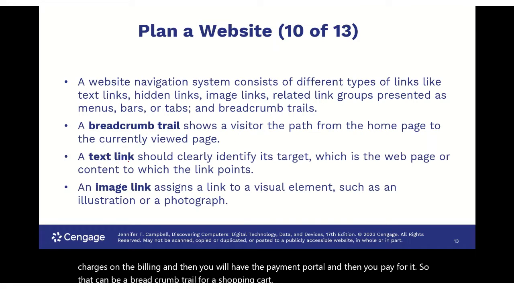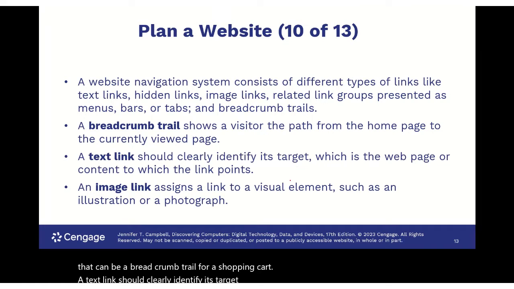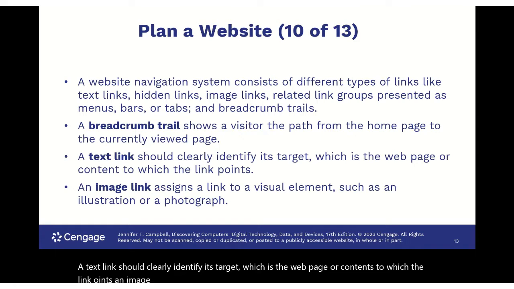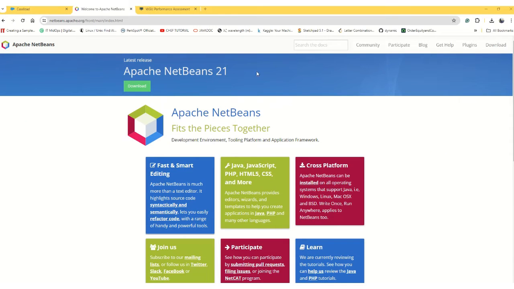A text link should clearly identify its target, which is the web page or contents to which the link points. An image link assigns a link to a visual element such as an illustration or a photograph. For example, I have opened the website for NetBeans. This is software that allows you to create development projects using different languages like PHP or simple HTML. If you want to do website development using HTML, CSS, it can be used.